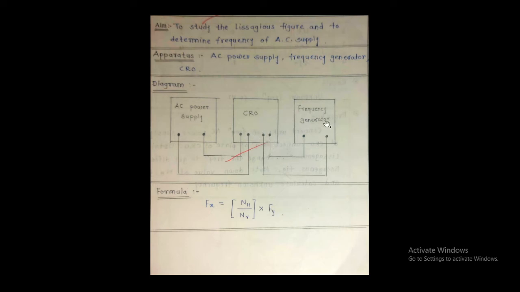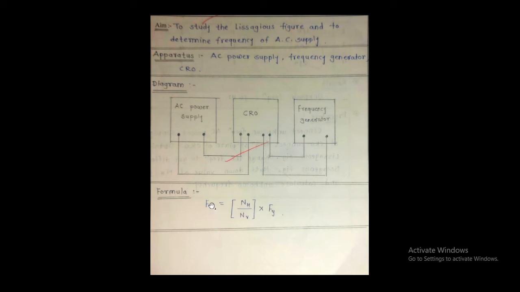Now Y input is connected directly to the audio frequency generator. The simple meaning of this circuit diagram is nothing but the X input of CRO is connected to AC supply, whereas Y input of CRO is connected to audio frequency generator. It is a very simple circuit for the determination of Lissajous figure of AC supply.